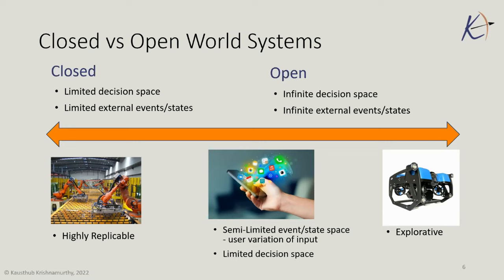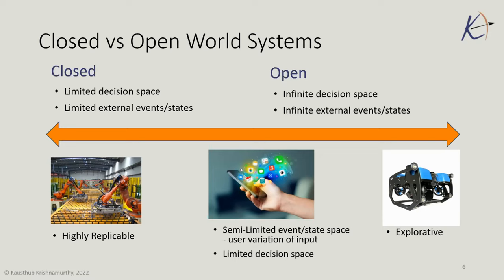Now, a mobile development space is open world, but it's still restricted to what the app is intended to do, what the device is capable of, and what the human interaction aspect brings. Obviously, a person can take a picture of tomatoes for an app that's supposed to decide between cars, but that's the variation of input. So the event space is semi-limited, and the decision space is quite limited, right?